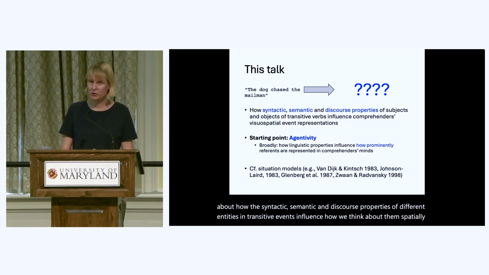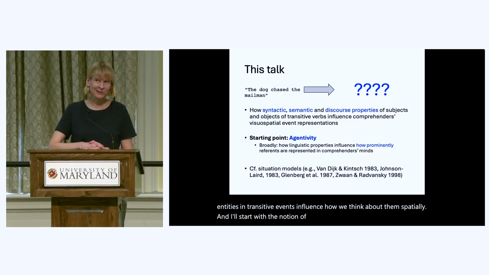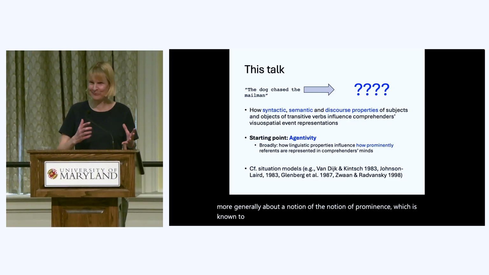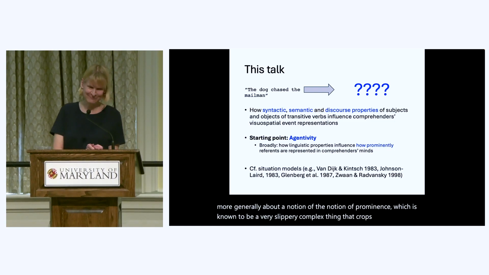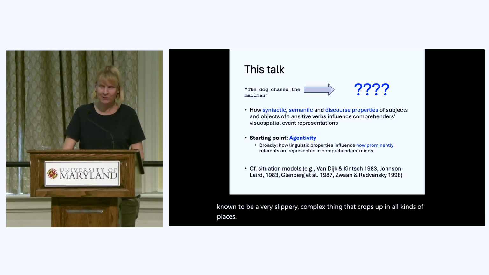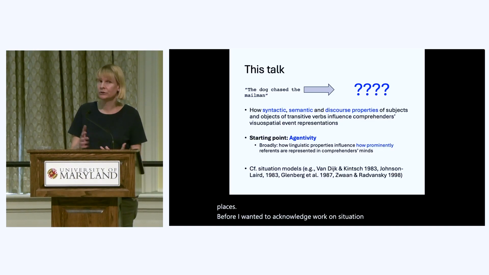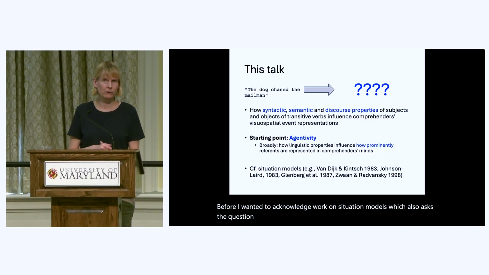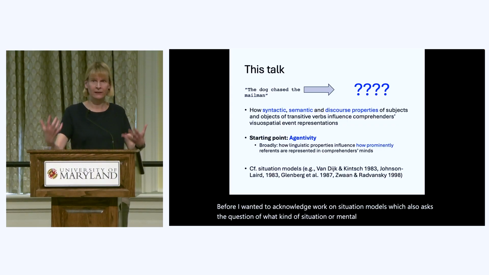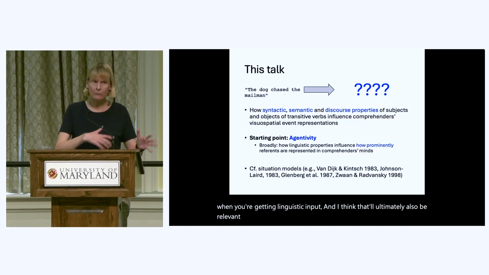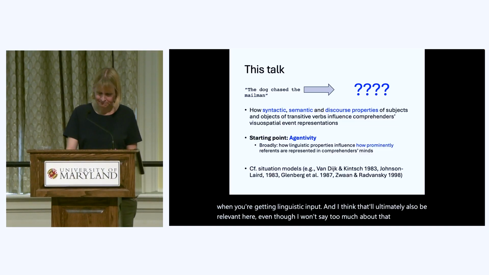And I'll start with the notion of agentivity, and I want to convince you that maybe some of the results we'll be seeing here might help us think more generally about the notion of prominence, which is known to be a very slippery, complex thing that crops up in all kinds of places. Before I start, I wanted to acknowledge work on situation models, which also asks the question of what kind of situation or mental model do you build up when you're getting linguistic input. And I think that'll ultimately also be relevant here, even though I won't say too much about that today.